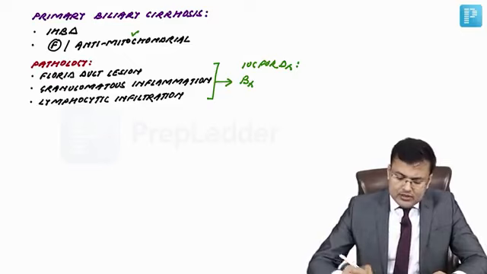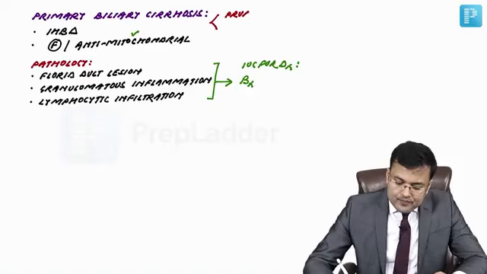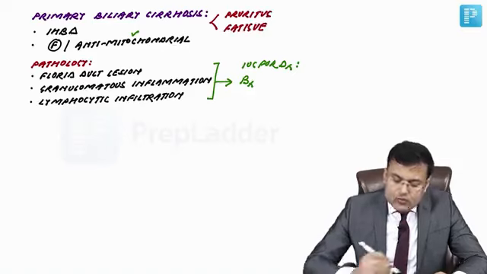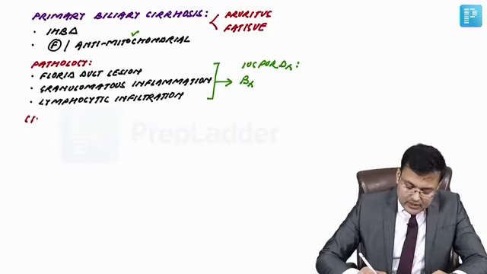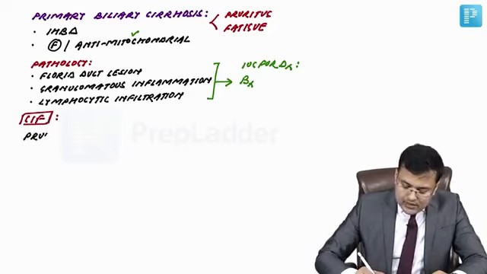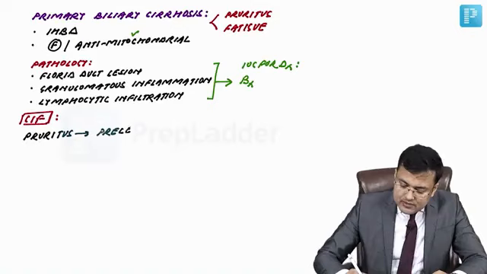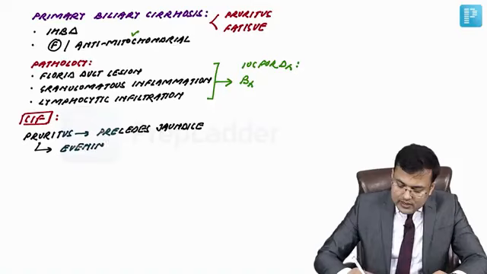In primary biliary cirrhosis, the two most characteristic symptoms are pruritus and fatigue. These are the two most characteristic symptoms, and pruritus precedes jaundice. So in clinical features, this is important. You have to remember that pruritus comes first. Pruritus precedes jaundice, and pruritus is most bothersome in the evening.